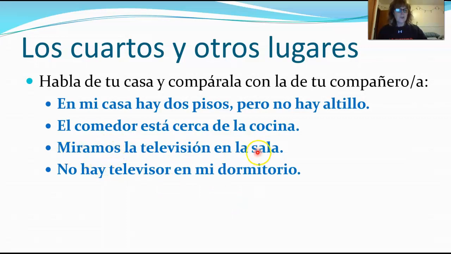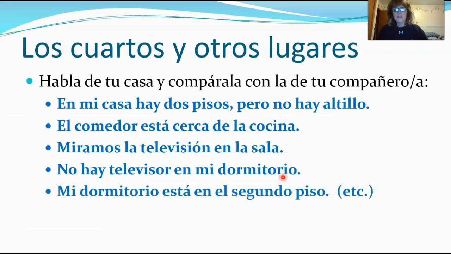Maybe what you do in a room. Miramos la televisión en la sala. O yo hablo con mi familia en la cocina. O en el comedor or somewhere like that. So, no hay televisor en mi dormitorio. Maybe you would say, hay un televisor en mi dormitorio. So, just coming up with some ideas of things that you guys can talk about.